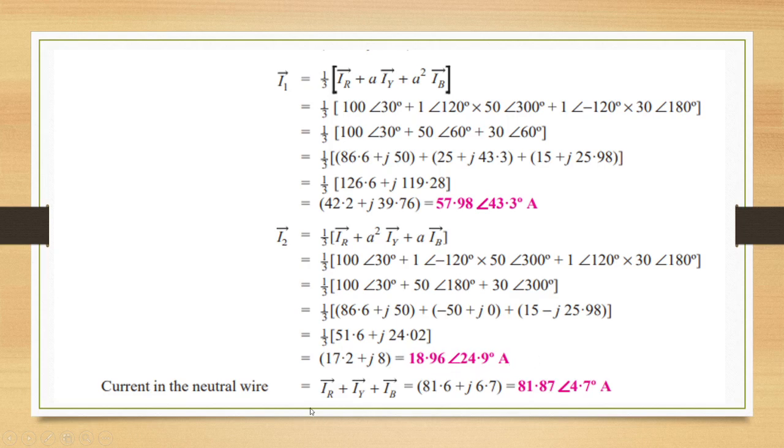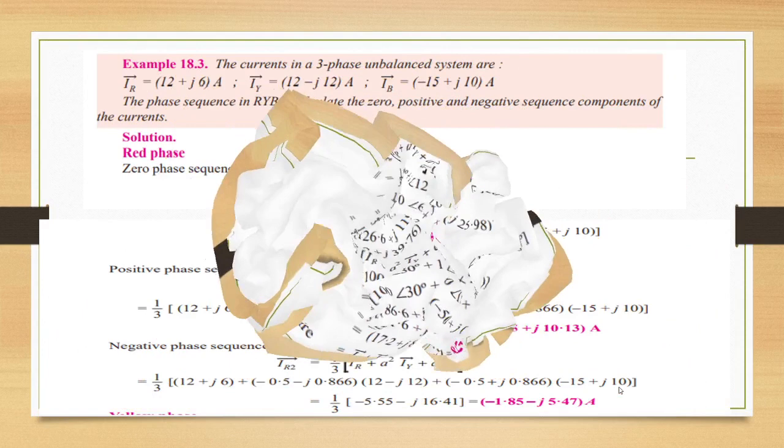So the current in the neutral wire, IN, is equal to IR plus IY plus IB, that is 81.6 plus j 6.7. Converting it to polar form, it becomes 81.87 angle 4.7 degrees amperes.